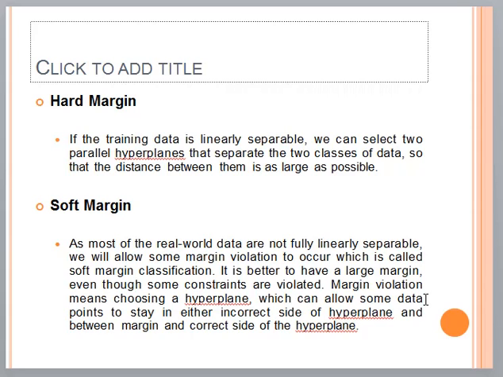So this will be considered a violation, and it is termed margin violation, which means that I am selecting a hyperplane which allows some data to be on the other side of the hyperplane, which will be treated as a misclassification, or those data points will be on the incorrect side of the hyperplane. But just to have the maximum margin, I am allowing this violation, and I am selecting that hyperplane as the hyperplane for the classifier.